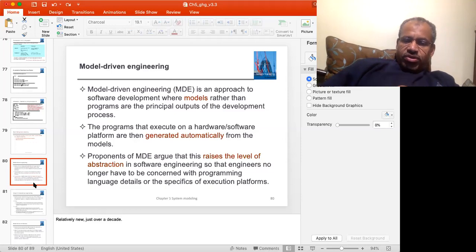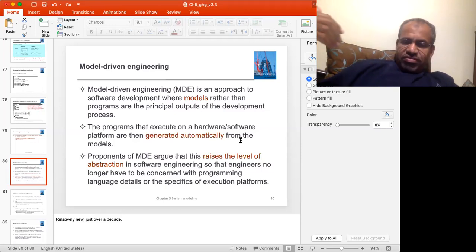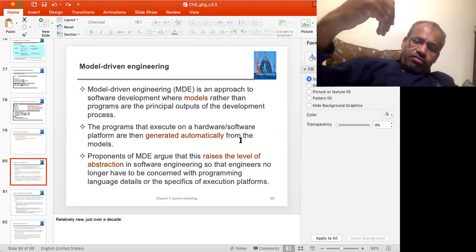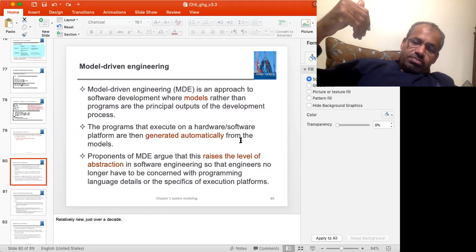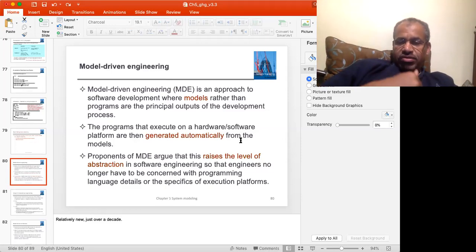So we concentrate on generating models, and we get models detailed enough that can be translated automatically or semi-automatically, with some assistance, to generate actual code. So the programs that execute on the hardware software platform are then generated automatically from the models. So we keep transforming models, keep generating models, and deriving models from other models. Let me give you a very simple example. You have an analysis model, a model of requirements. You evolve that or base a design on it. You develop a design to realize that specification model, the requirements model.